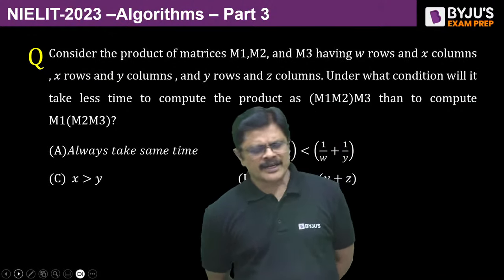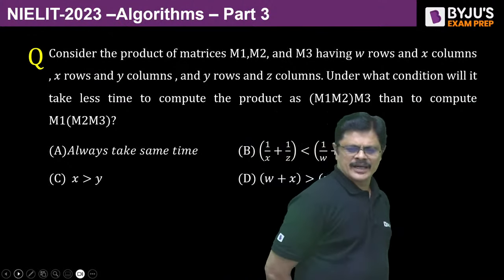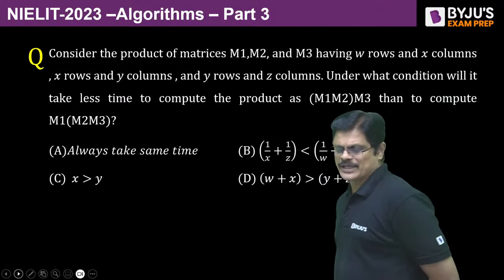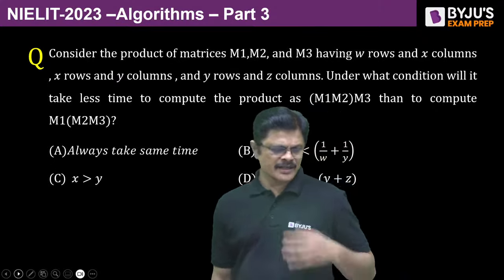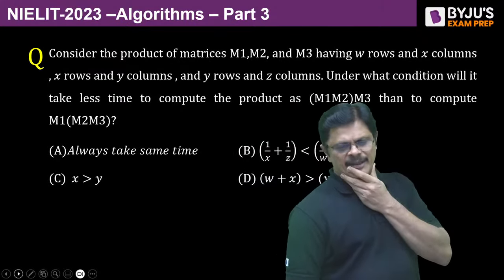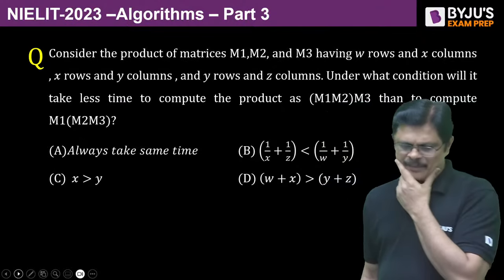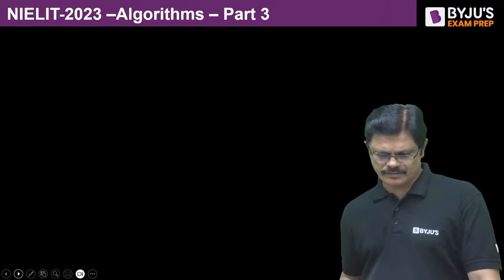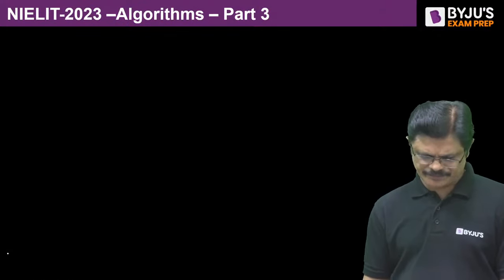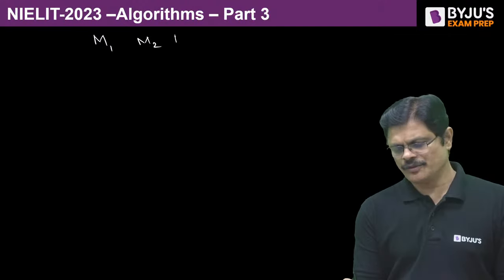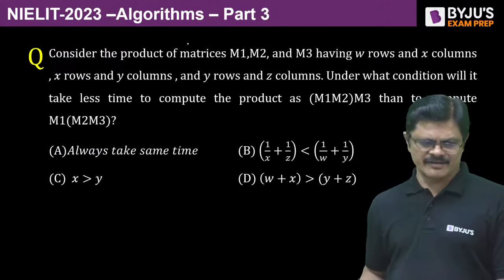Consider the product of matrices M1, M2, M3 having W rows, X columns and X rows, Y columns and Y rows and Z columns. Under what condition will it take less time to compute the product M1, M2, M3 than to compute M1, M2, M3? So here M1, M2, M3 matrices are given.